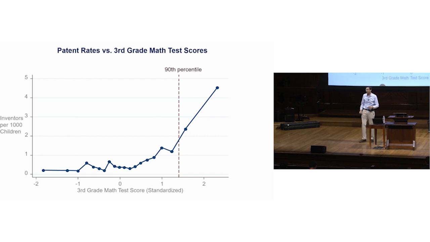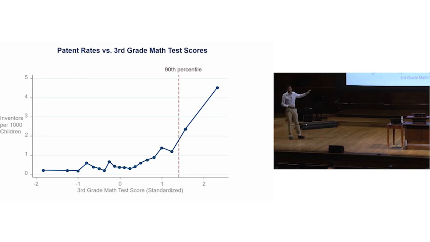And so the way we're going to do that is this is where the test score data become useful. So we're going to go back and look at the third grade math test scores of kids and look at how that relates to their probability of growing up to become an inventor in their mid-30s. Okay, so what we're doing in this chart is taking all the kids who grew up in New York City and we're plotting the same y-axis, inventors per 1,000 kids, but now against third grade math test scores instead of parent income. The way the chart is constructed is that we divide the distribution of third grade math test scores into 20 bins. So each dot here corresponds to 5% of the distribution. And we're plotting the average patent rate within that bin.